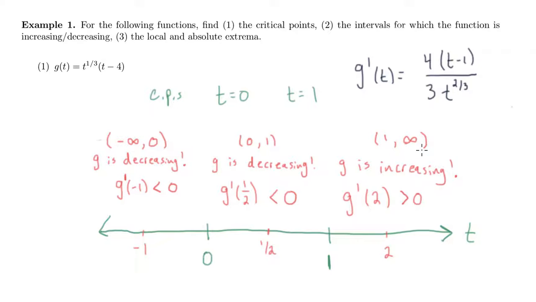Okay, so we're done. g is decreasing on negative infinity to 0. g is decreasing from 0 to 1. And g is increasing from 1 to infinity. So now what we can do next is actually use this table to determine the local extrema and the absolute extrema, if there are any. So let's see how we do that.